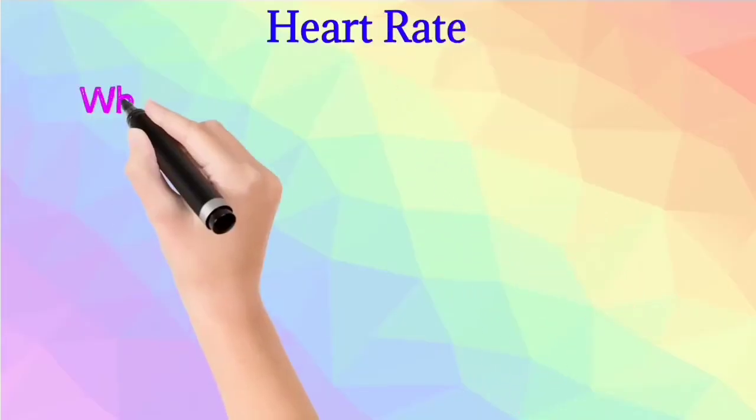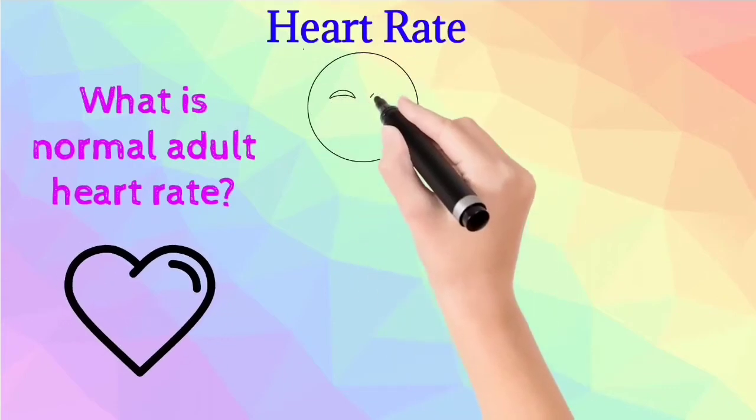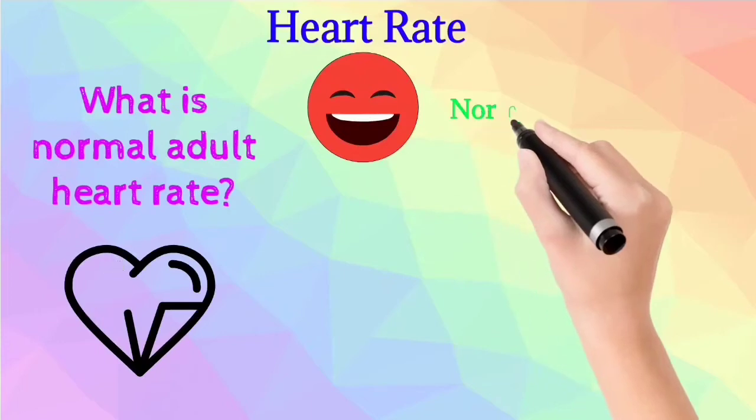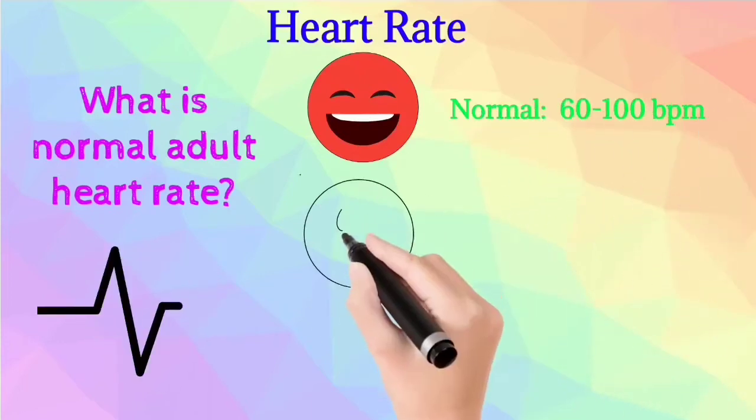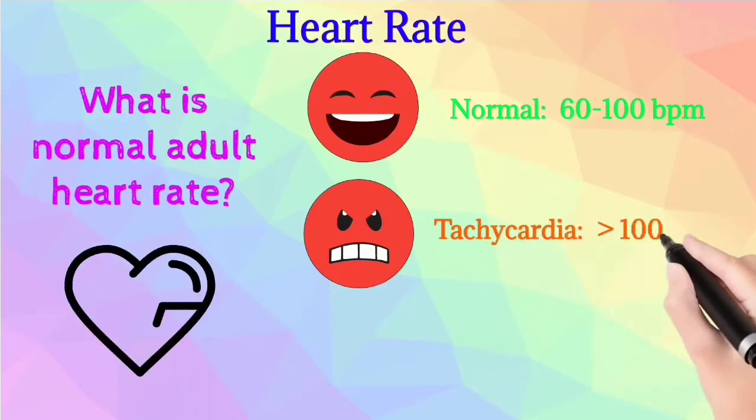What is the normal adult heart rate? Normal heart rate is 60 to 100 beats per minute. Tachycardia is a heart rate greater than 100 beats per minute. Bradycardia is a heart rate less than 60 beats per minute.